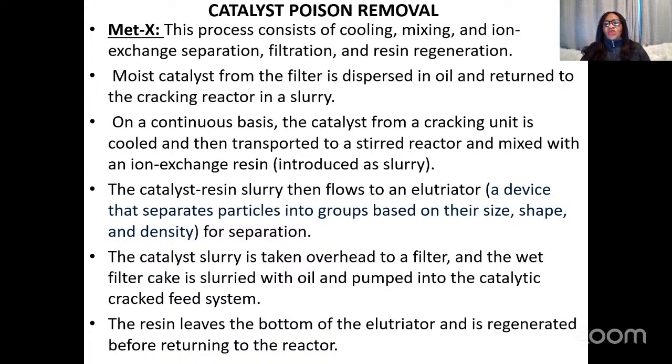This then flows into a elutriator. An elutriator is a device that separates particles into groups based on their size, shape, and density. So an elutriator will now do the separation. The catalyst slurry is taken overhead to a filter, and the wet filter cake is slurried with oil and pumped into the catalytic cracking feed system. The resin leaves the bottom of the elutriator and is regenerated before returning to the reactor.